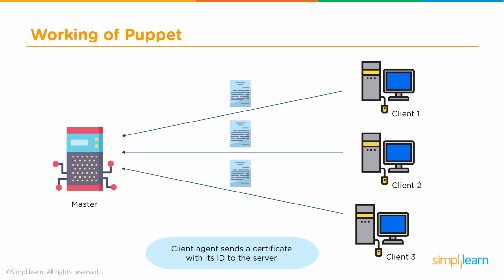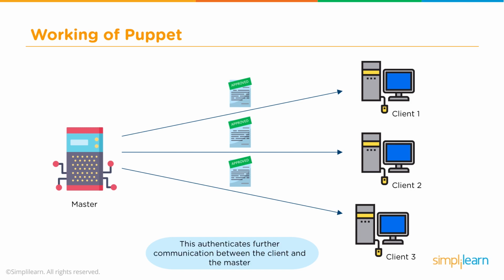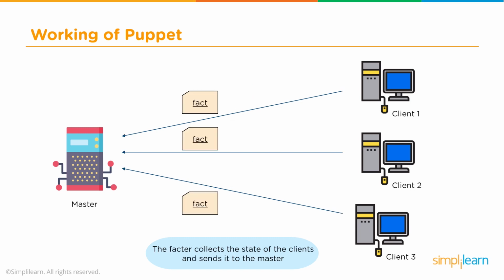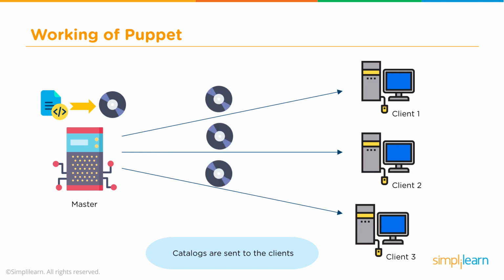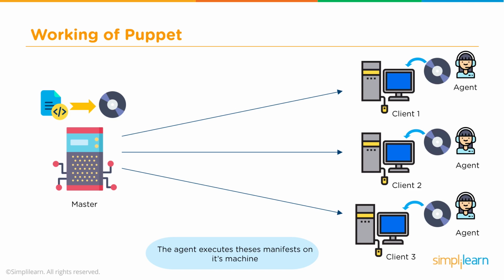The client agent sends a certificate with the ID of that server back to the master. And then the master will then sign that certificate and send it back to the client. And this authentication allows for a secure and verifiable communication between client and master. The factor then collects the state of the client and sends that to the master. Based on the facts sent back, the master then compiles manifests into the catalogs, and those catalogs are sent back to the clients, and an agent on the client will then initiate the catalog.